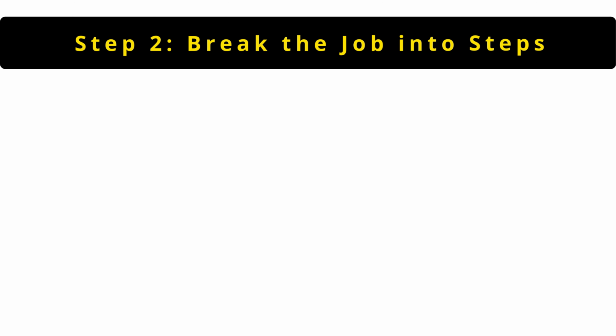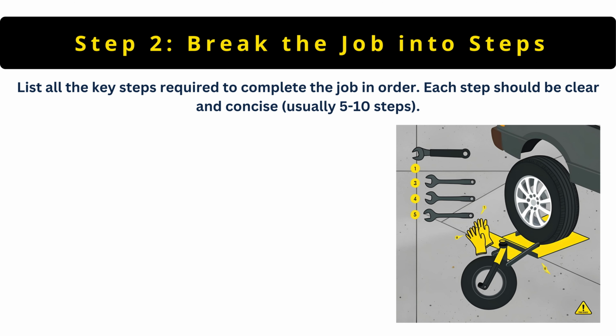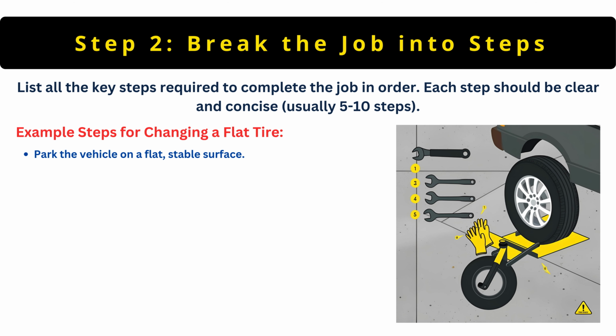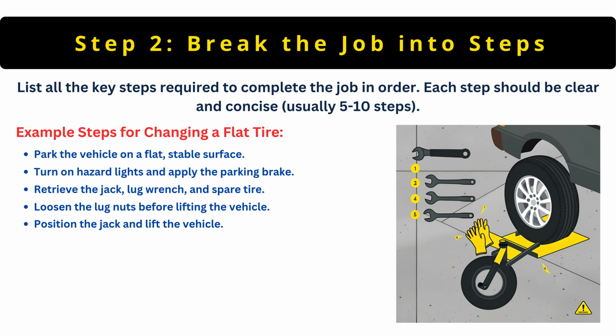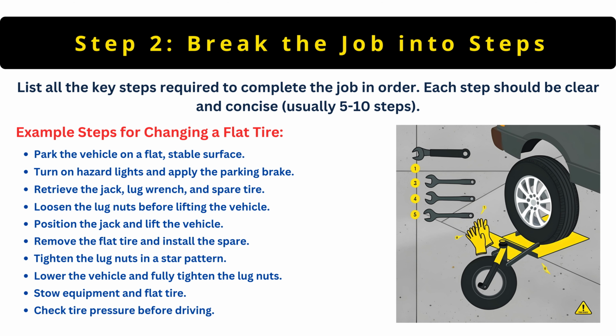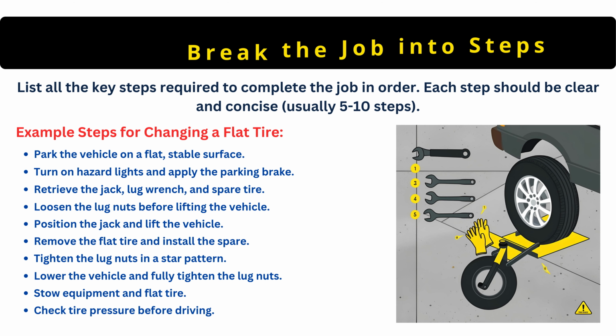Step 2. Break the job into steps. Now, list every step needed to complete the job. Keep it simple. Aim for 5 to 10 steps. Let's take our flat tire example. Park safely on level ground. Turn on hazards and set the parking brake. Gather tools, jack, lug wrench, and spare tire. Loosen lug nuts before lifting the vehicle. Lift the car with a jack, and so on. Breaking it down helps us see hidden risks.